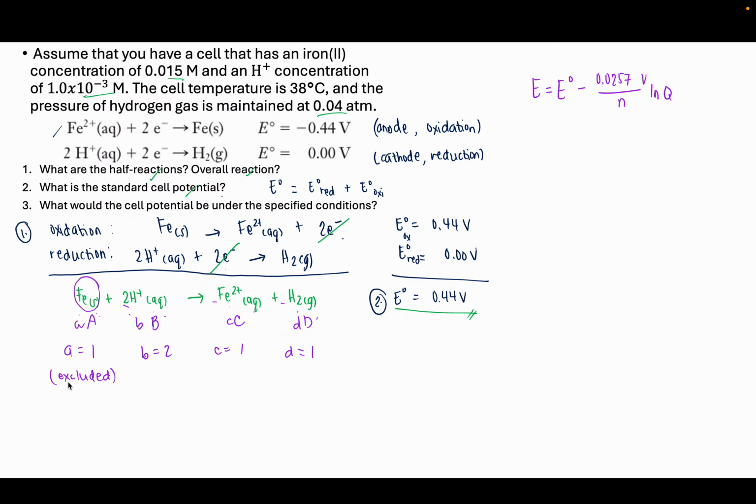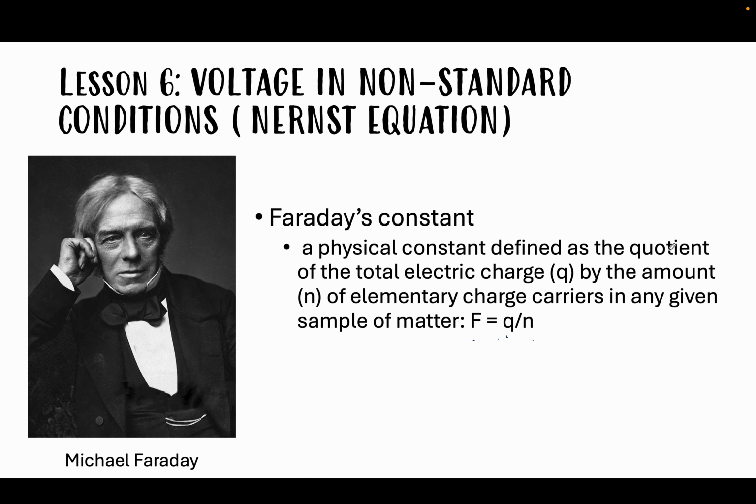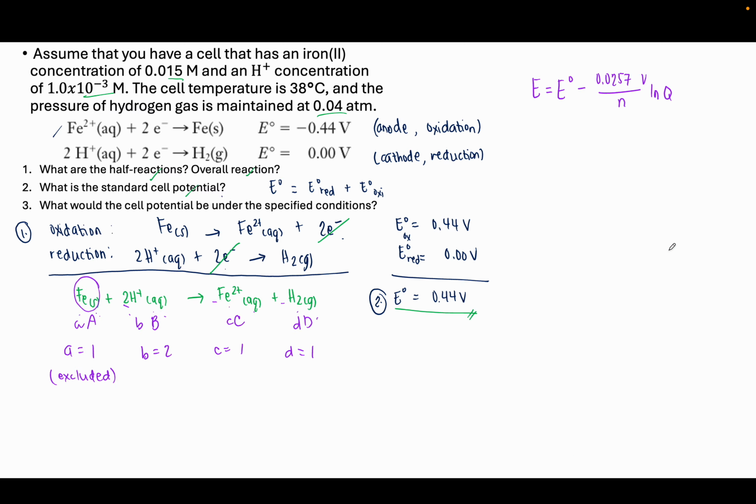That's because another rule in the reaction quotient is that only gases and aqueous solutions must be considered, or must be included. Here iron is solid, so this is excluded. We will not include it in our reaction quotient.